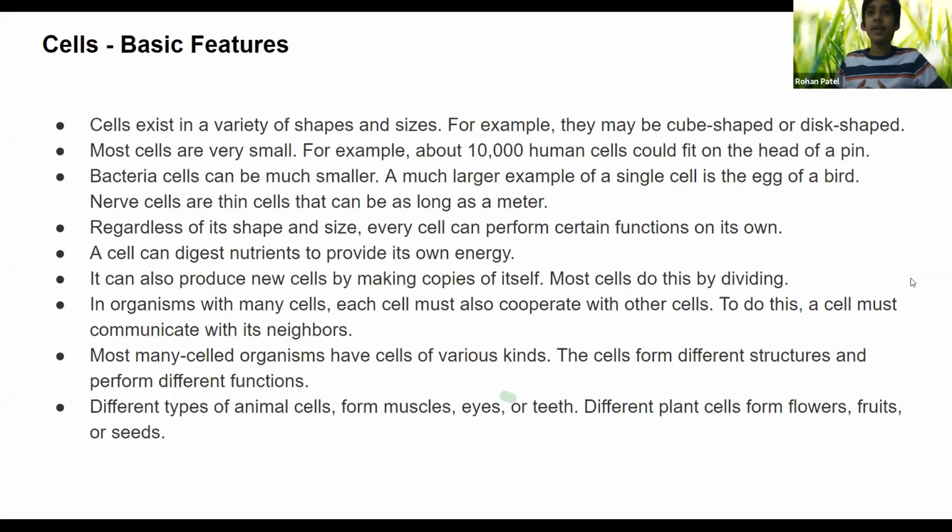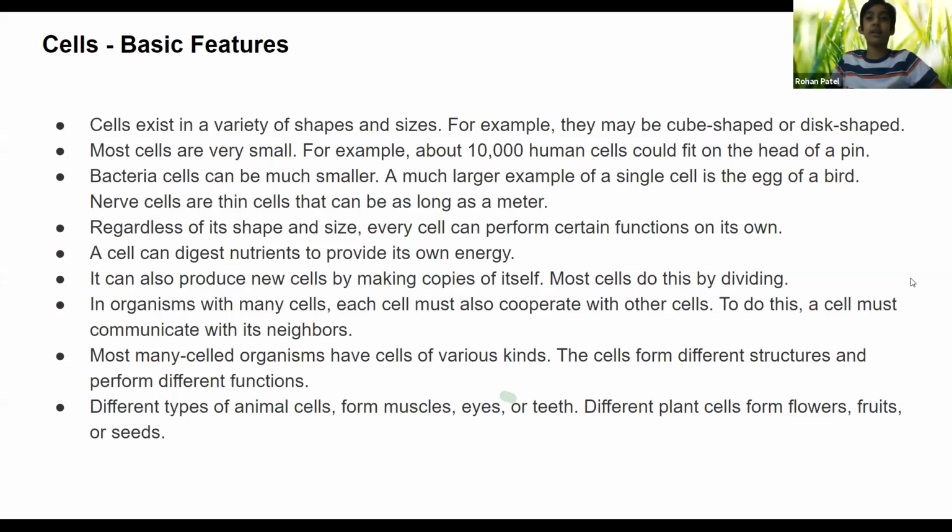We'll talk very basic about mitosis and meiosis, not too much in detail, but I'll just give the very basic introduction. And in organisms with many cells, each cell must also cooperate with other cells. And to do this, a cell must communicate with its neighbors. Most many-celled organisms have cells of various kinds. The cells form different structures and perform different functions. And of course, different types of cells form muscles, eyes, or teeth.